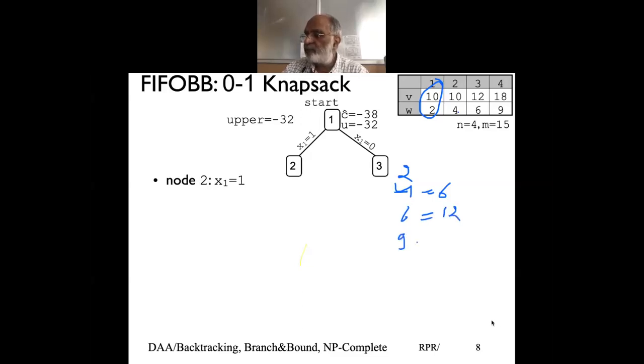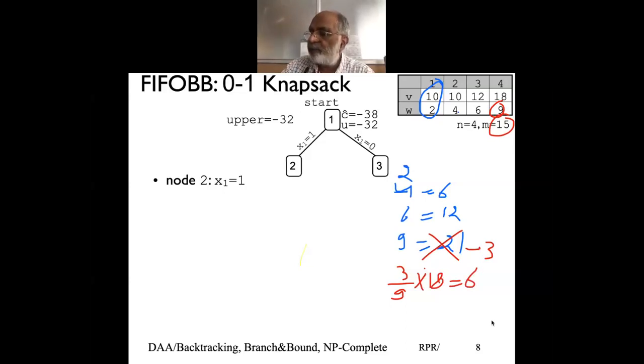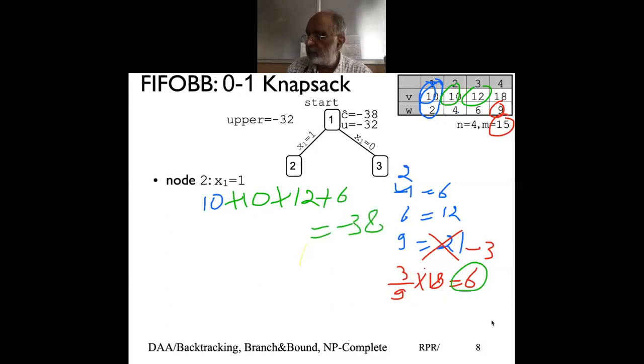When I include the fourth item, my weight becomes 21, which exceeds my knapsack capacity by 6, because my knapsack capacity is 15. So again, I'll take only 3 weight out of this fourth item. When I take 3 weight out of this, 3 by 9 into 18, the value I get is only 6. So my C hat would be 10, which is already taken, 10 from here, 12 from here, and we'll take this 6 from here, and this still gives me minus 38.